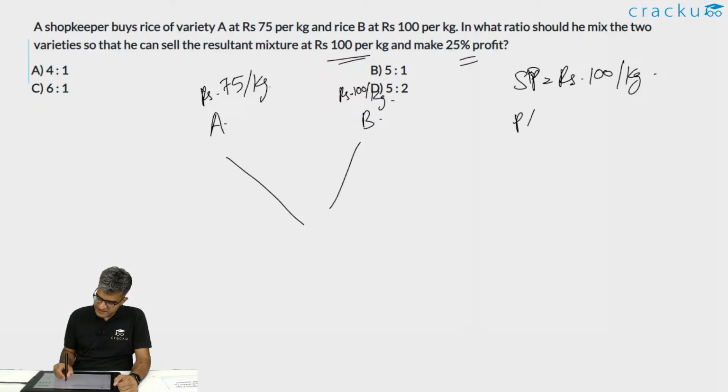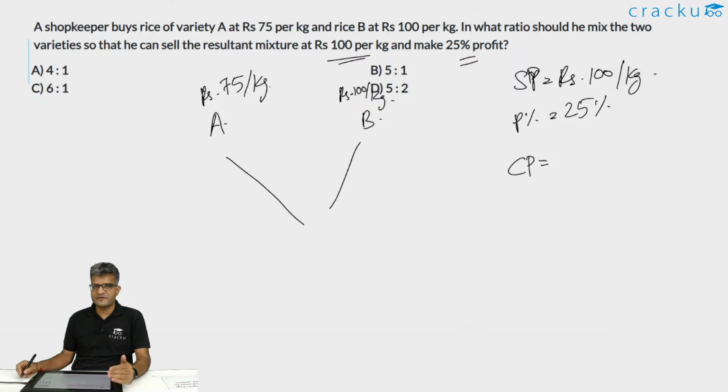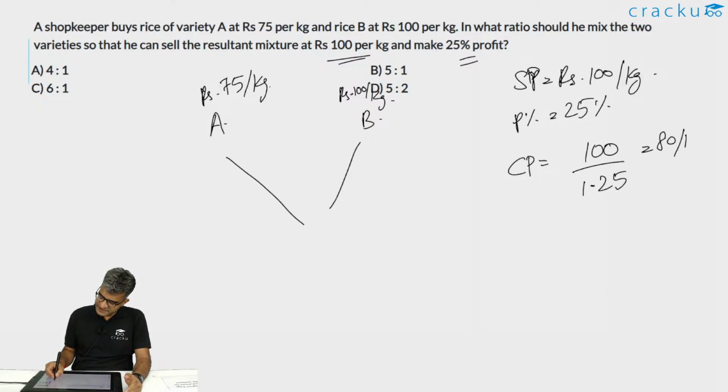And the profit percentage is 25%. Therefore, what is the cost price? The cost price is the selling price divided by 1 plus profit percent, which is 100 divided by 1.25, which is equal to 80 rupees per kg. So this will be 80.